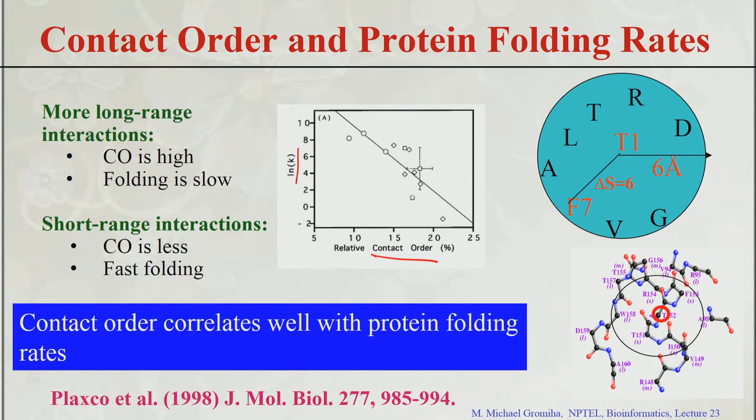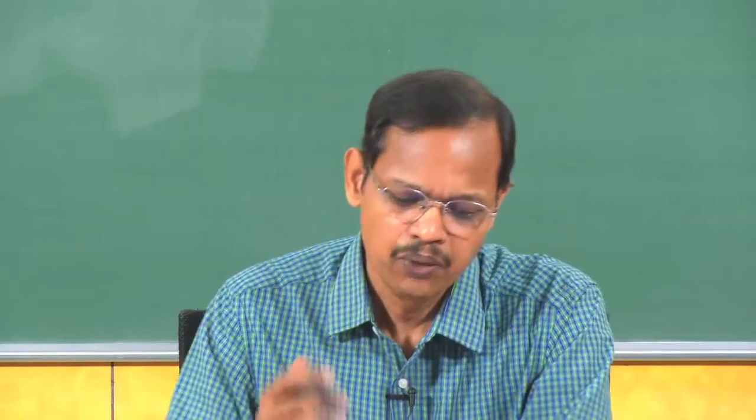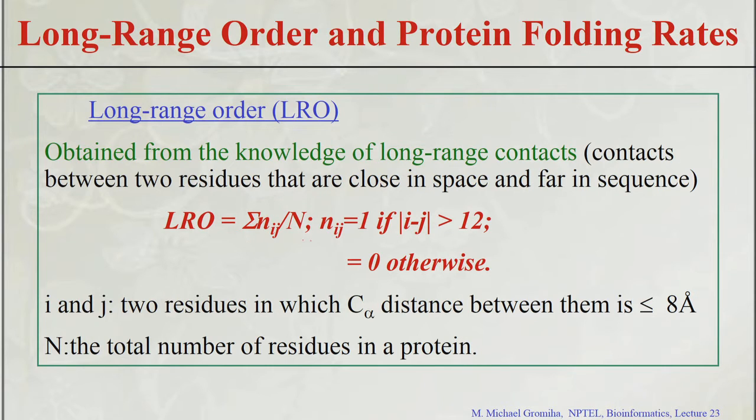Now, what is the next parameter we discussed? Long range order. How is the long range order derived, and what is the concept used for? It considers the contacts which are close in space but far in the sequence. So, in this case we see all the contacts which are close in space and far in sequence, because Nij equals 1 if the separation is 12 residues.